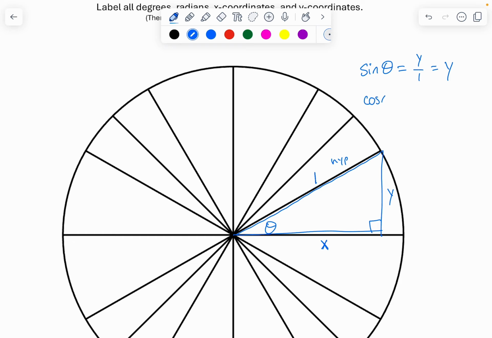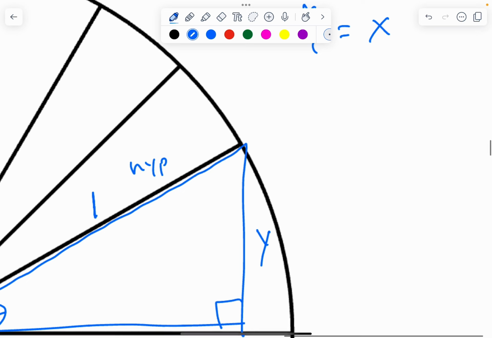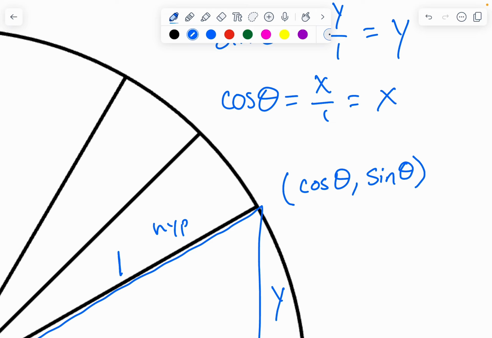Now let's look at cosine. Cosine is adjacent over hypotenuse. The adjacent is not the opposite and not the hypotenuse. It's the other one, which is the adjacent right here. So this is x over 1, which is just equal to x. So the x-coordinate is cosine of theta, the y-coordinate is sine of theta, and that happens everywhere on the unit circle. So you have learned, without knowing it, 16 sine and cosine ratios just by knowing the unit circle.